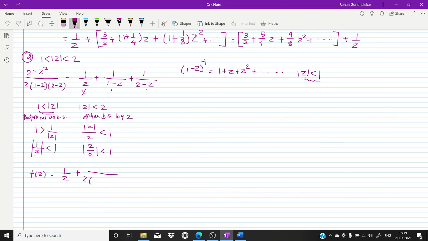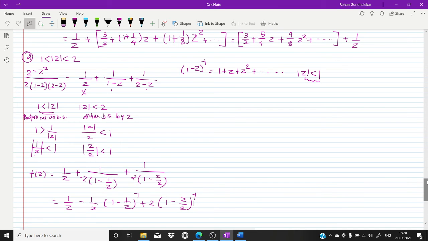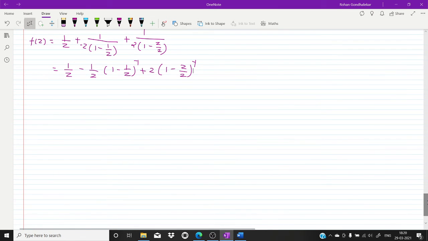a common, so z into bracket 1 minus, not only z, I am taking minus z common, so 1 minus, as minus z is going out, it becomes 1, and this 1 becomes minus 1 upon z plus. From this I am taking 2 as a common, so 2 into bracket 1 minus z by 2. So this is 1 upon z minus 1 upon z into 1 minus 1 upon z inverse plus 2 into 1 minus z by 2 raised to minus 1. I hope you are clear with this expansion.